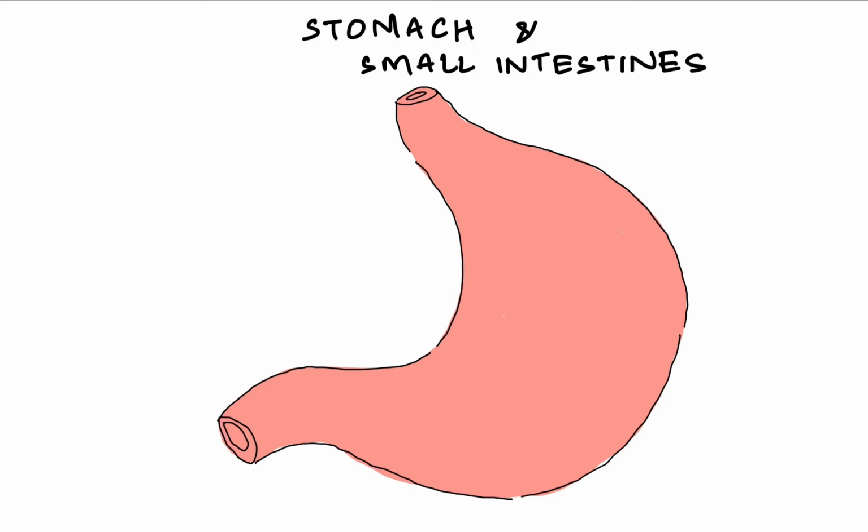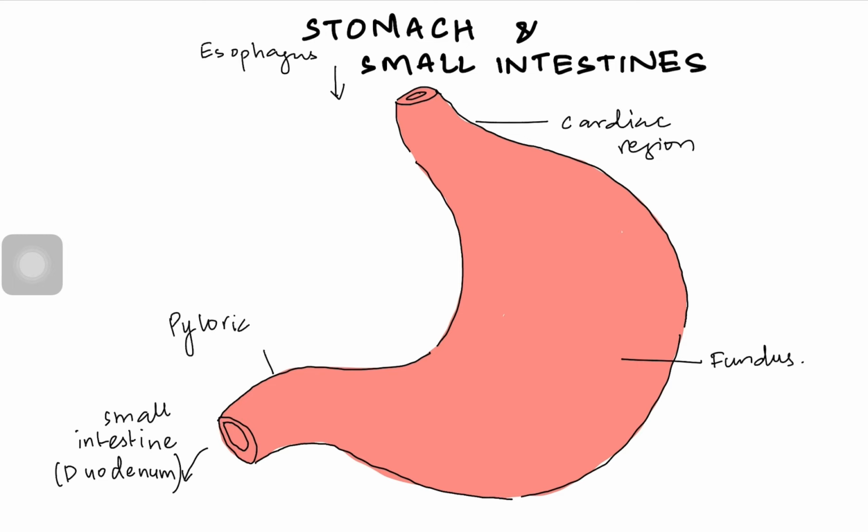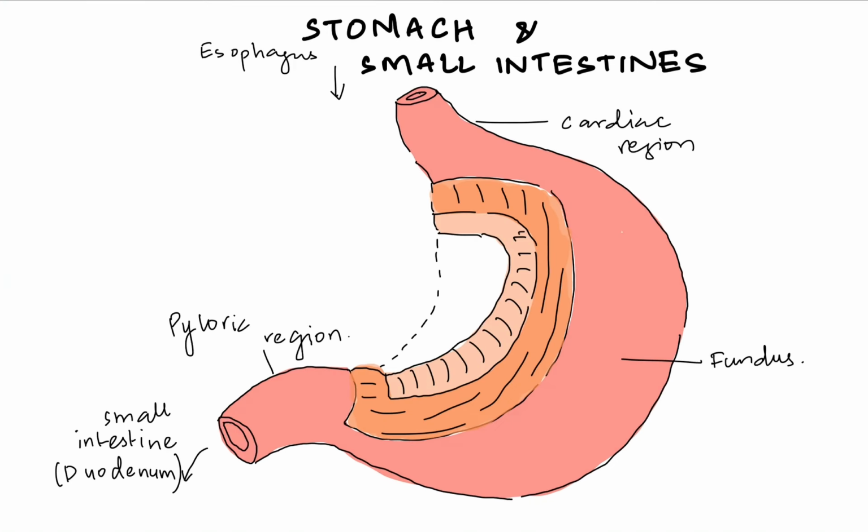So let's begin. The stomach is a J-shaped organ, although it doesn't really look like a J. The esophagus connects it from the top and from the bottom, the tube is continued with the small intestine, particularly the duodenum, which comes out of the stomach from the lower end. The upper side of the stomach is known as the cardiac region because it is very close to the heart. And then the main region where the digestion happens is the fundus, and then the lower part, which is connected, is known as the pyloric region.